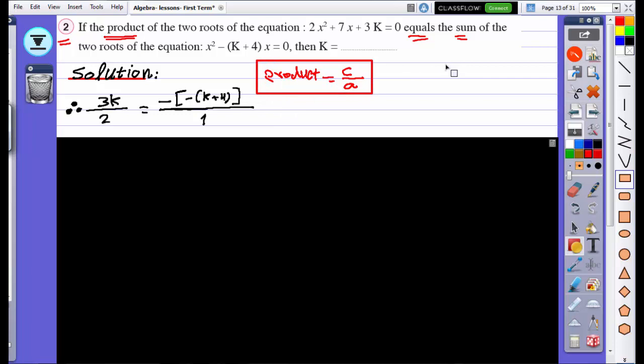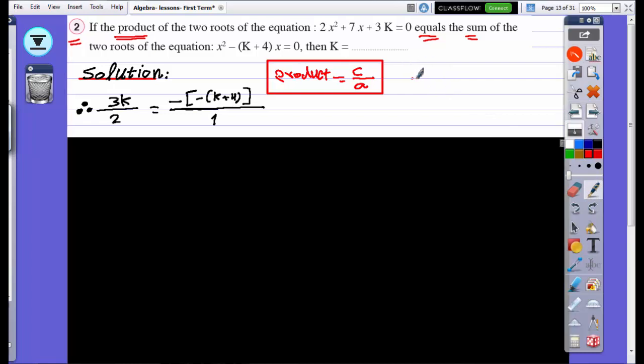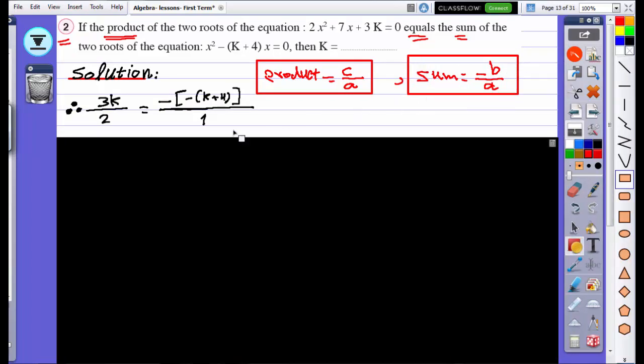The sum of the two roots of the quadratic equation equals negative b over a. It is another rule. So from the given first equation, the product equals c over a, 3k over 2. This equals negative b, where b is the coefficient of x in the second equation, so negative k plus 4 over 1.